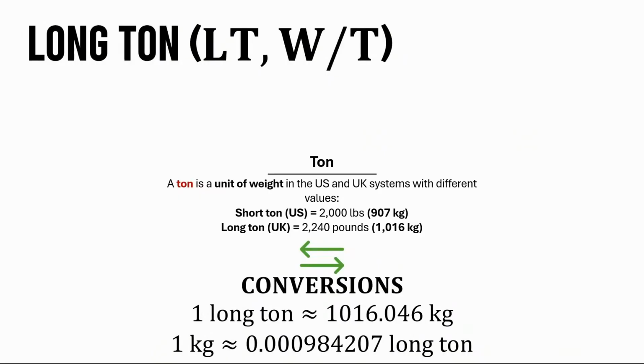Long ton, LT, WT. Conversions. 1 long ton is approximately 1,016.046 kilograms. 1 kilogram is around 0.00098 long ton.